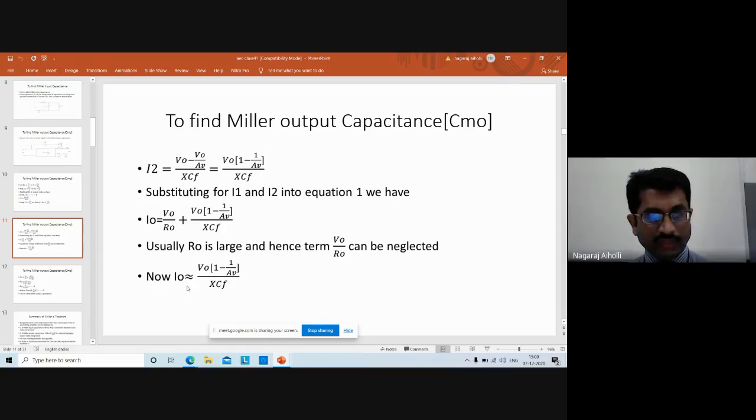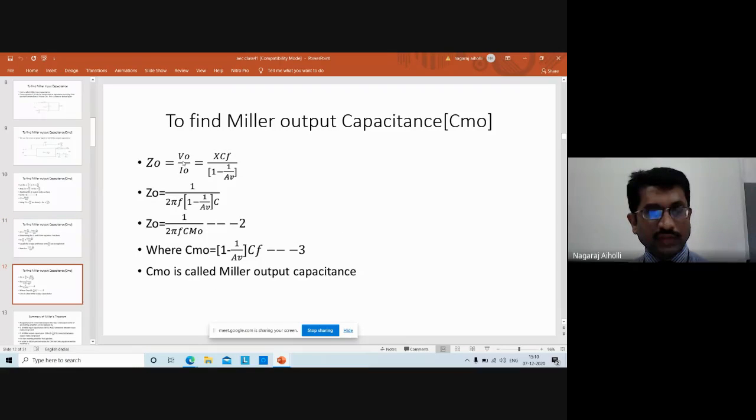Here we got the equation in the form of I0 equal to V0 into 1 minus 1 upon AV divided by XCF. V0 by I0 is Z0, that is XCF divided by 1 minus 1 upon AV. Z0 is equal to V0 upon I0, that is equal to XCF divided by 1 minus 1 upon AV. Therefore, Z0 is equal to XCF.